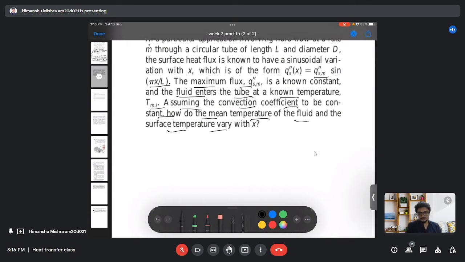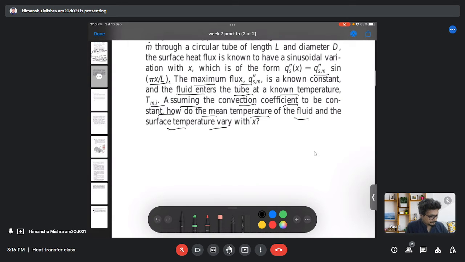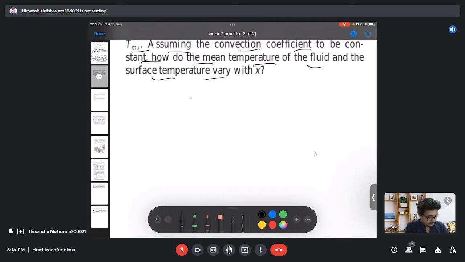So we need to find the temperature of the surface as well as the mean temperature. Basically, how the mean temperature and the surface temperature are related to x, or dependent on x. So we have the heat flux given, which is sinusoidal in nature. So there is a tube. So this is my inlet.